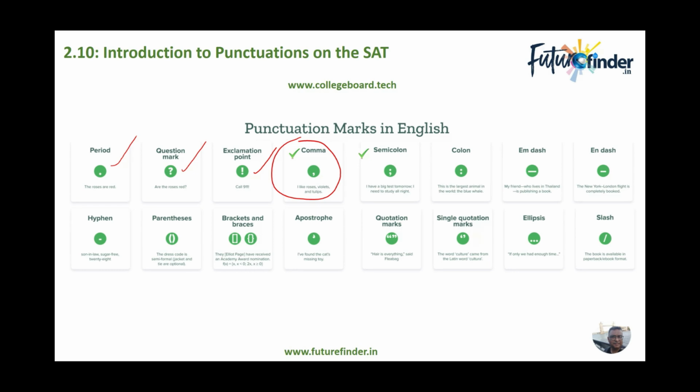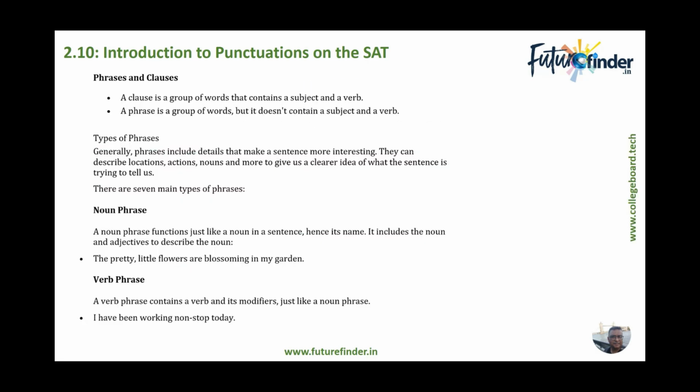We need to understand how a semicolon works, how a colon works, and how an M dash works. There are 3 types of dashes: the M dash, the N dash, and the hyphen. We are not really worried about the N dash and the hyphen. They're never asked on the SAT. So we need to understand how an M dash works. These are the 5 punctuation marks that become super critical for us to understand.